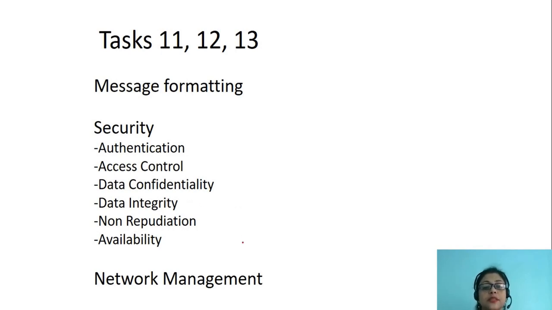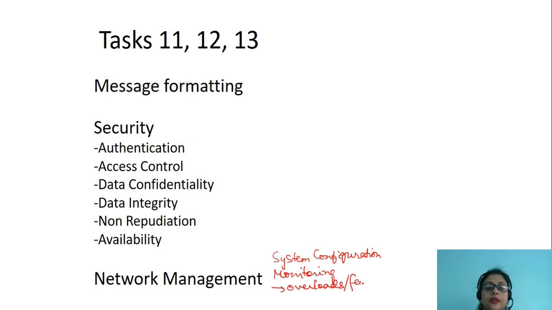Network management basically means system configuration and monitoring to see how the system reacts to overloads and failures, and also plan intelligently for future growth. This is known as network management.